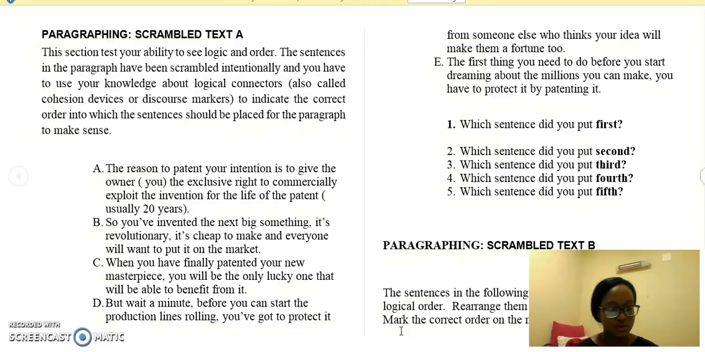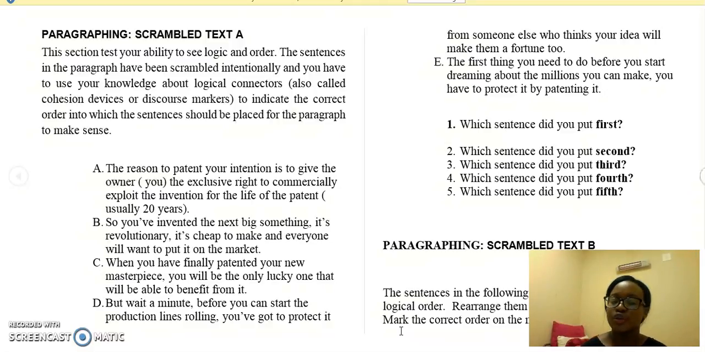Alright. So, I hope you have your pens and paper, right? Okay. So the first question is, which sentence did you put first? So if you said A, clearly A is not a topic sentence because it starts with the reason to patent. So we don't know what it's talking about. It actually starts with the reason, right? So it cannot be A. A cannot be our topic sentence.